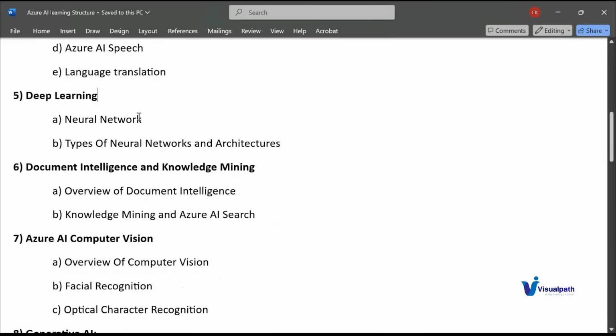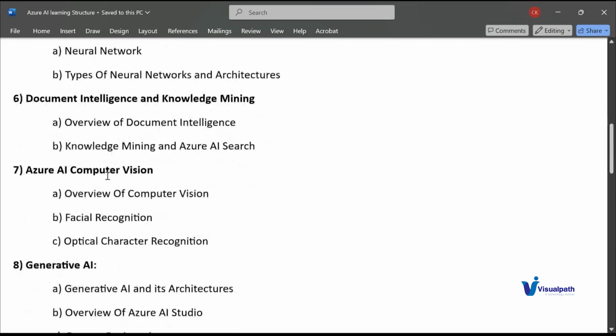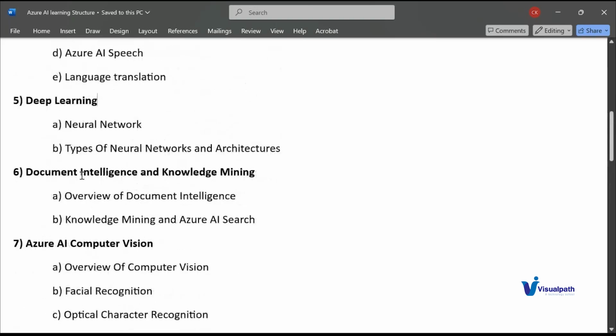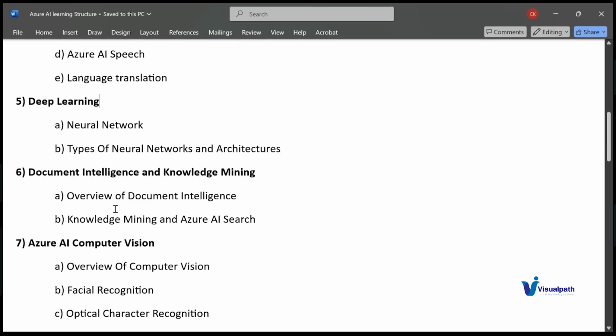So after deep learning, then the document intelligence, computer vision, Gen AI, so all these are built using deep learning. Okay, so here the first deep learning model is called document intelligence and knowledge mining. This is also one of the services built by Azure using this deep learning technology, where we will understand the overview of document intelligence and how to use it in our real-time project. So all these things we'll be learning in that.